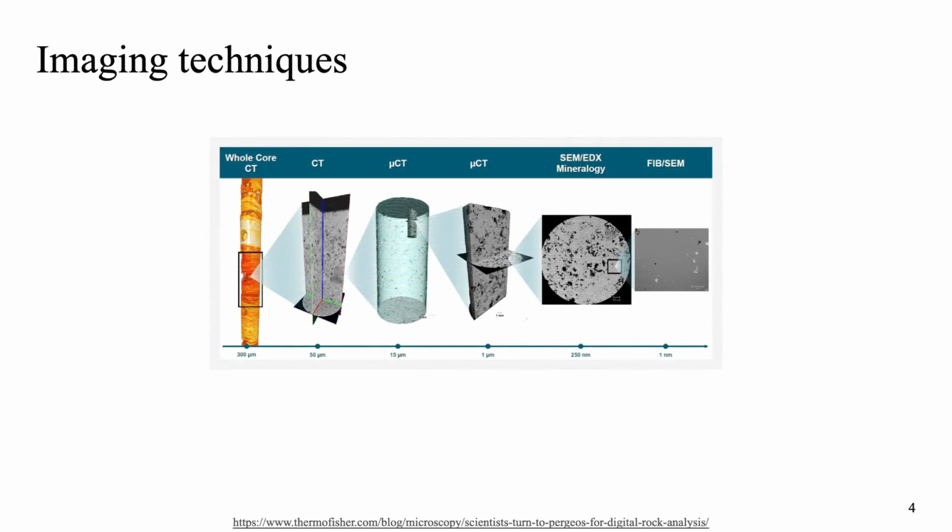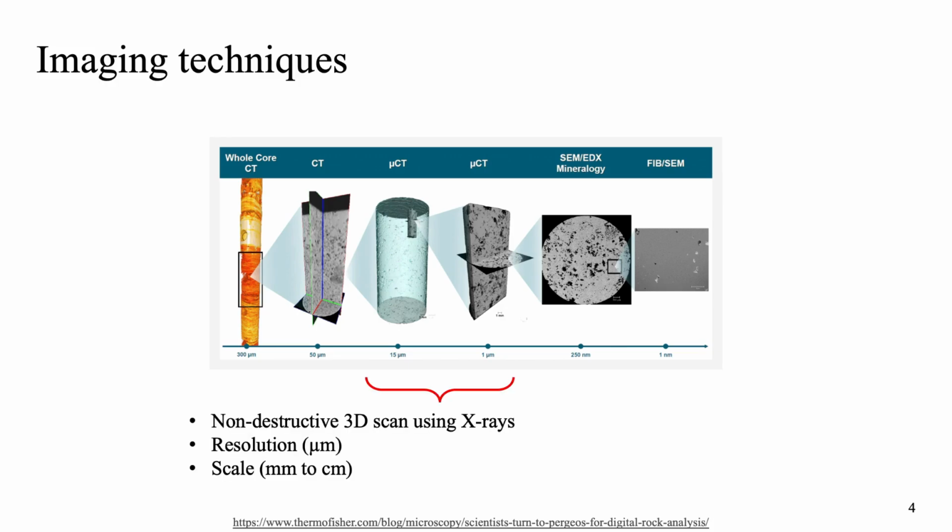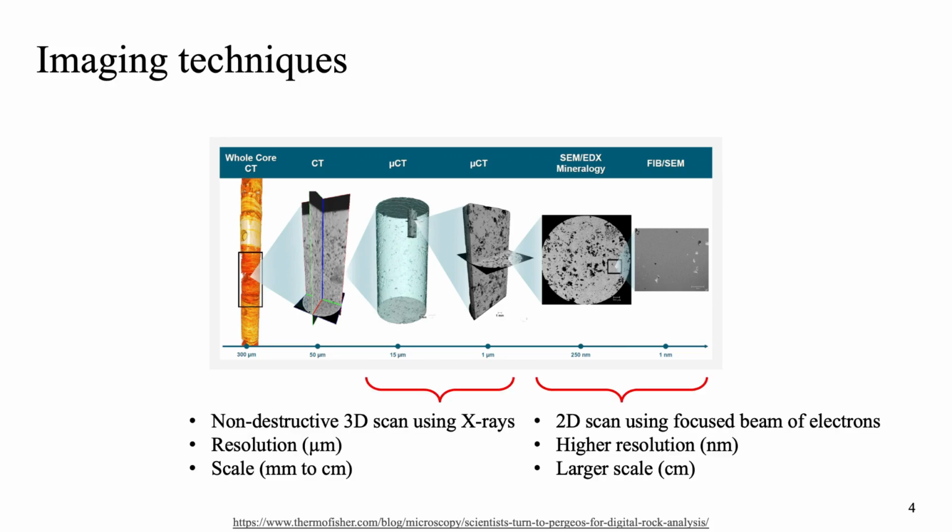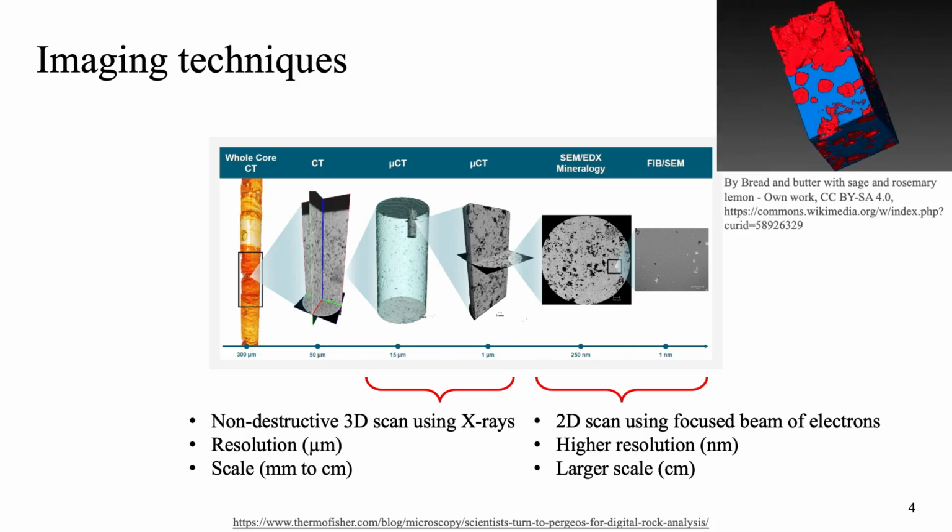Here, I would like to introduce the imaging techniques to you. As you can see from the figure, from whole core CT, micro-CT to SEM, the resolution increases from 300 micrometers to 1 nanometer. Among them, micro-CT and SEM are frequently used in digital rock physics. As shown in this GIF, micro-CT uses X-rays to image 2D cross-sections of an object from top to bottom and then stack them together to form a 3D image without destroying the original object.